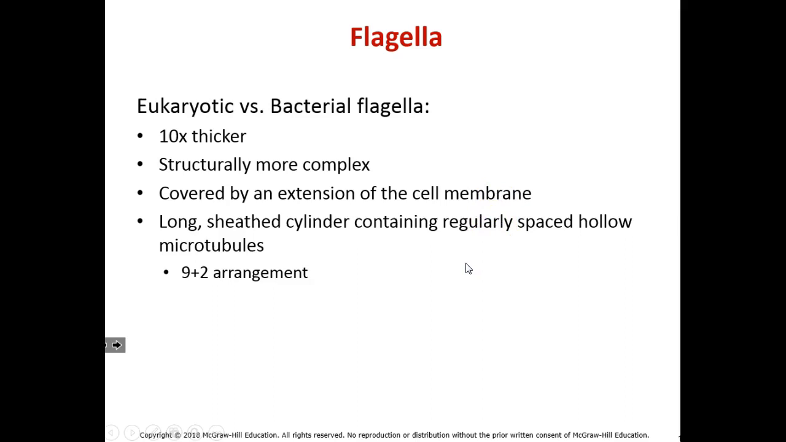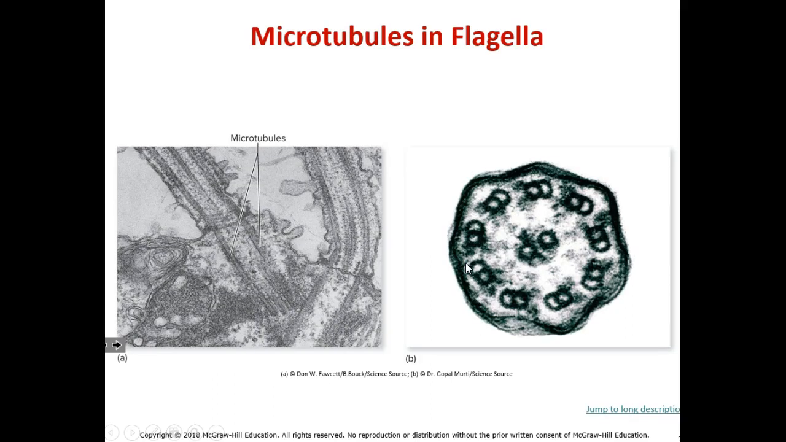eukaryotic versus bacterial flagella. What's the difference? This is 10 times thicker, structurally more complex. The eukaryotic is covered by an extension of the cell membrane. It has a long, sheathed cylinder containing regularly spaced hollow microtubules, and it's in a 9+2 arrangement.